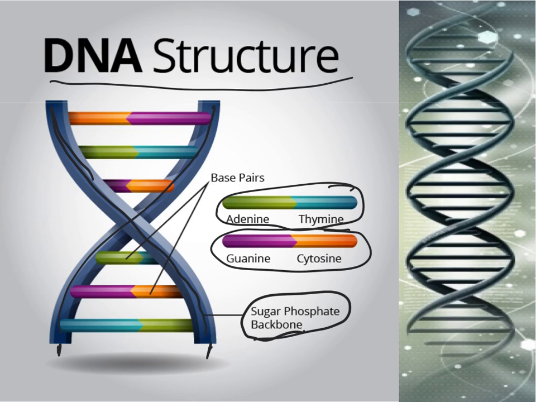And a lot of times it's like a spiral staircase. So the rails of the staircase are going to be this sugar phosphate. And then we'll notice that the steps themselves are going to be these actual bonds of the base pairs. And that's what our DNA structure looks like. You can kind of see it over here as well. It's a double helix.